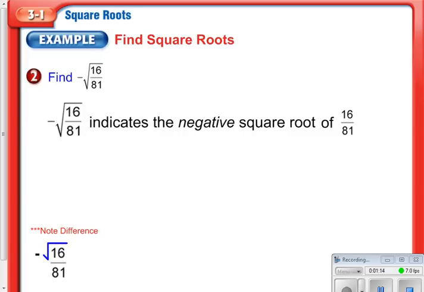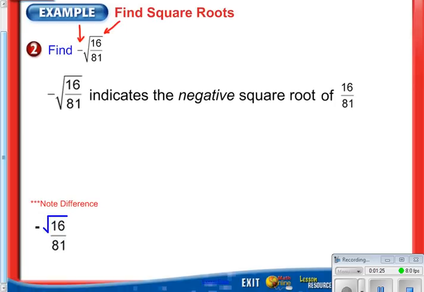Second example here, notice that we have a negative sign down there. We have the square root of 16 over 81. Notice the square root here in comparison to the difference down here at the bottom. Note that the first one, the negative square root of 16 over 81, the numerator and denominator are both inside the square root, versus the bottom one down here, only the numerator 16 is inside the square root. This is going to indicate that we have a negative square root, being that there is a negative sign out in front of the square root.